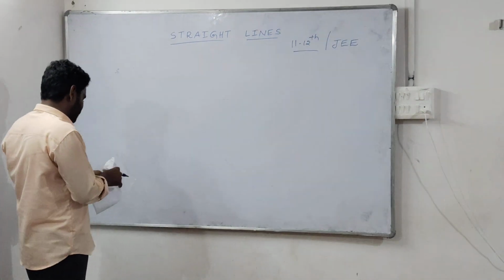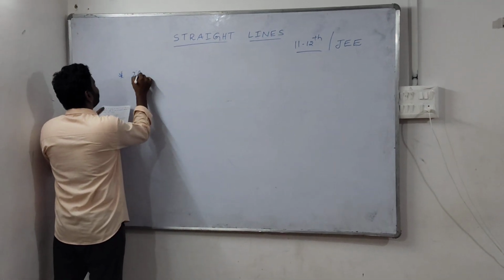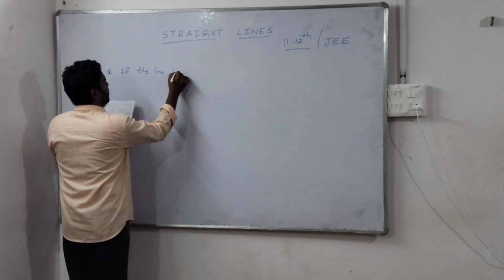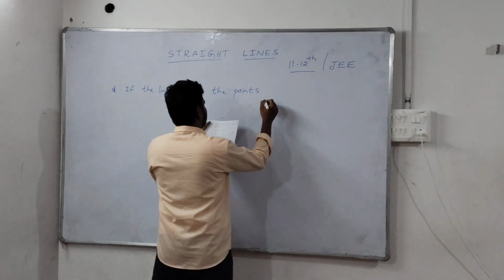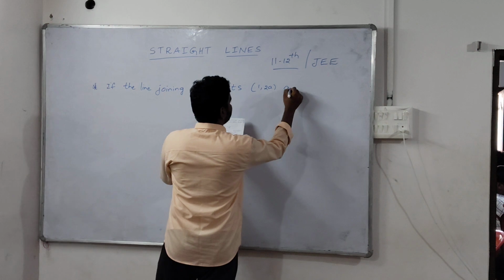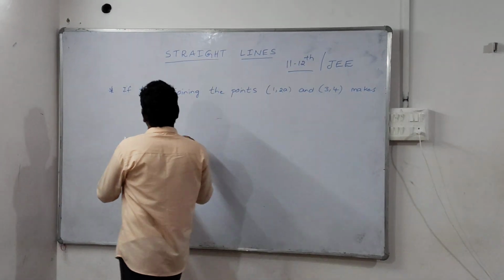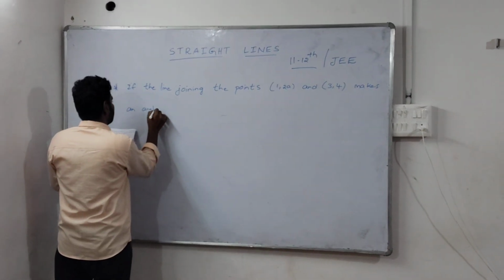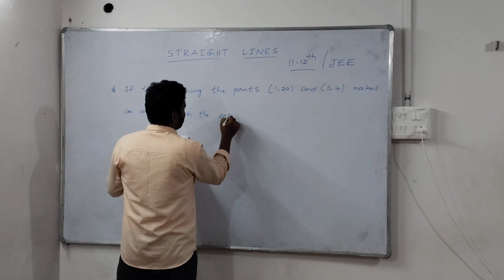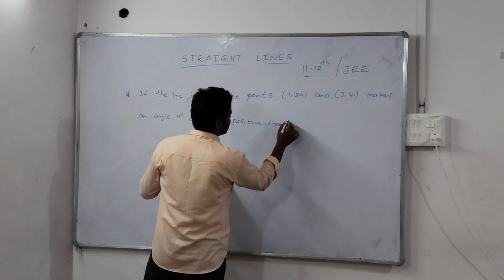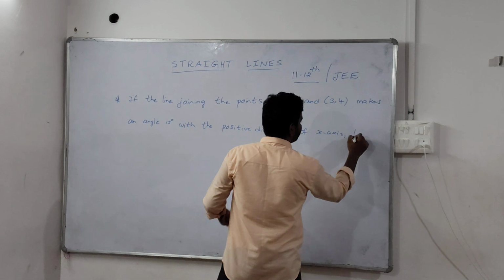We will see the second one. The line joining the points 1, 2a and 3, 4 makes an angle of 15 degrees with the positive direction of x-axis. Then find a.